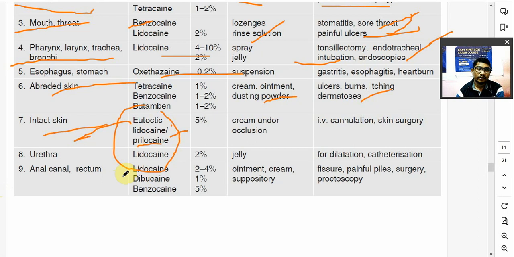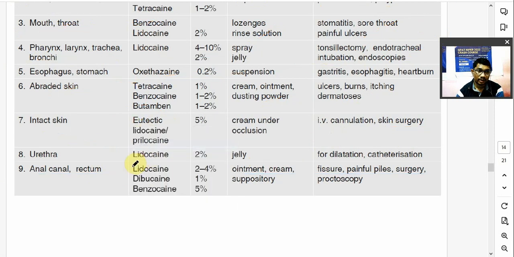When two powders are mixed together, if there is a decrease in the melting point of the resultant mixture and liquefaction occurs, it is known as a eutectic mixture. So when lidocaine and prilocaine are mixed, a eutectic mixture is formed. That eutectic mixture is used in the form of a cream under occlusion, for intravenous cannulation and skin surgery. The cream is called EMLA, a mixture of prilocaine and lignocaine.